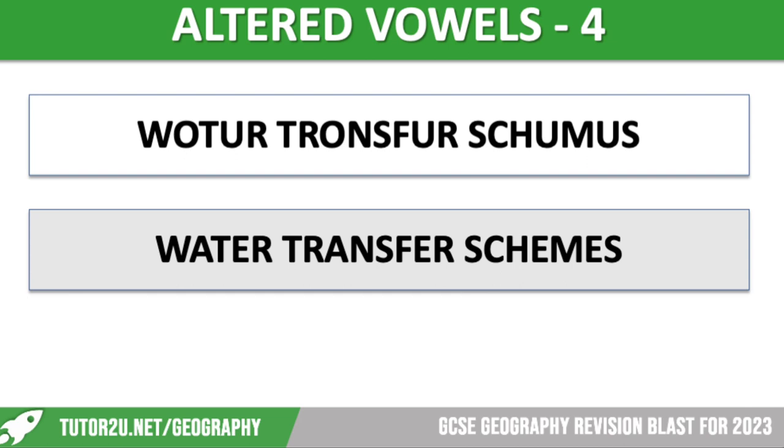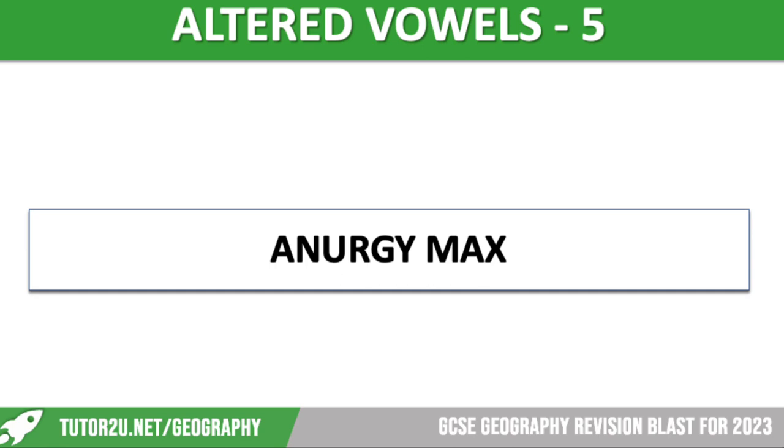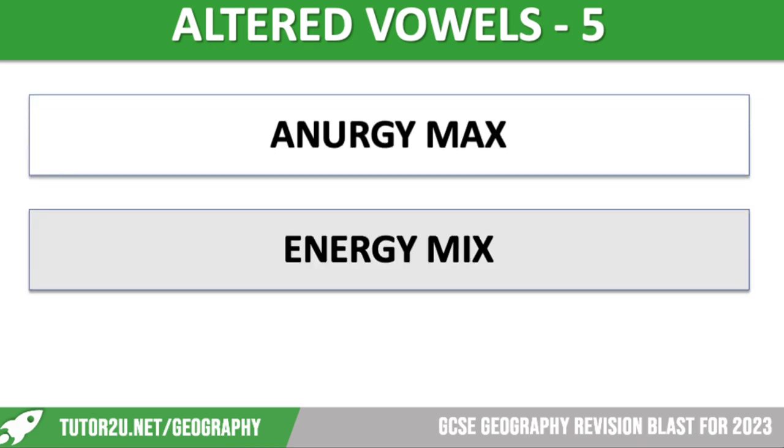Right, the last two, remember, are to do with energy. So what do we think this one might be? So let's reveal. It is the energy mix, a range of energy sources of a region or a country, both renewable and non-renewable. And this changes all the time. It changes day to day, but it also changes over the long term as well.